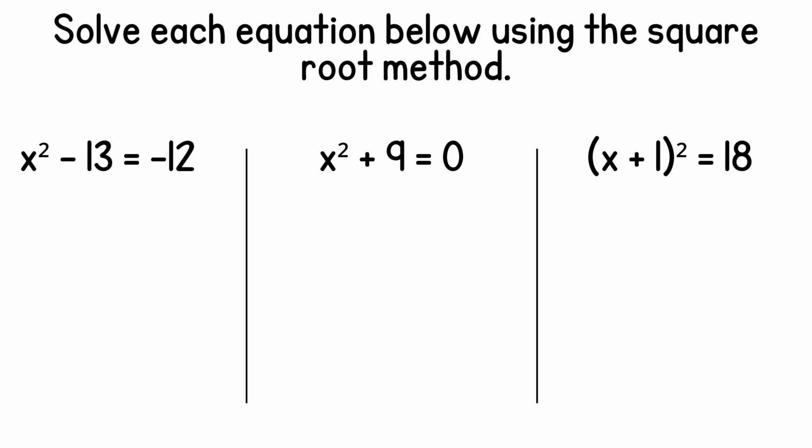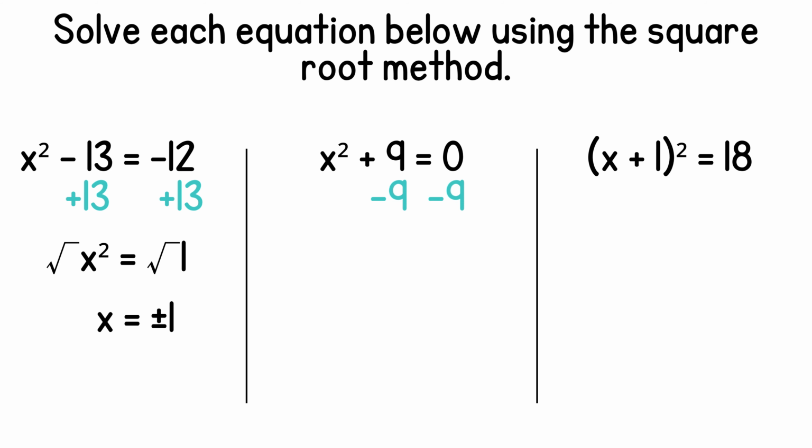Let's start with our first equation of x squared minus 13 equals negative 12. We want to get the square term isolated so that we can take the square root of it. So we'll start by adding the 13 to move it away from the x squared. This will give us x squared is equal to 1. And now we can take the square root of each side, which gives us x is equal to positive and negative 1.